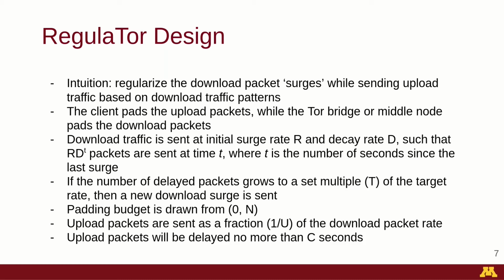And then the padding budget is drawn from a uniform distribution, 0 to n. This is partially to cap the amount of bandwidth that can be added, and it's also to make it so that the amount of padding packets is somewhat random, so that the packet sequences associated with a given web page, or really website, are randomized somewhat, making it harder for a classifier to classify them.